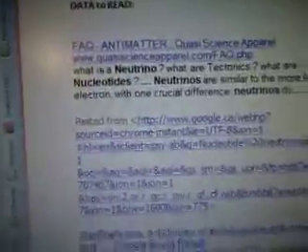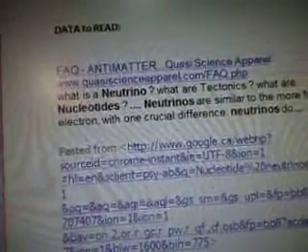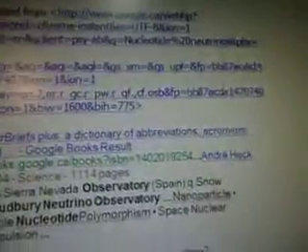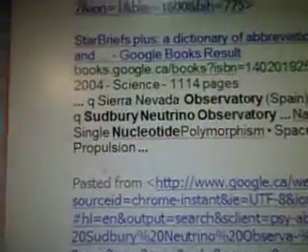Again, when I look at links like this, I look at the highlighted words and I look at keywords that are in the paragraphs, and if it's a keyword that has anything to do with what I'm working on, I pull it and I create it as data. Okay? So this is the Sudbury Neutrino Observatory. Of course, we've already seen them before. They were doing that ice cube testing thing. And we have the nanoparticle. It's a single nucleotide polymorphism and a space nuclear propulsion. So as soon as I saw space nuclear propulsion, I knew that something to do with mixing these two together, we would get some sort of propulsion.